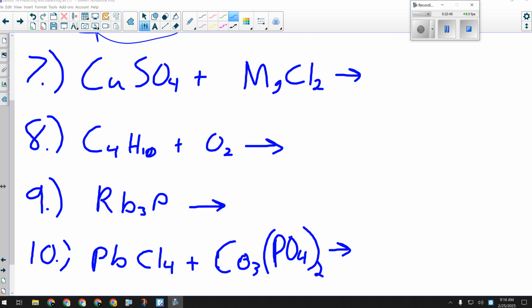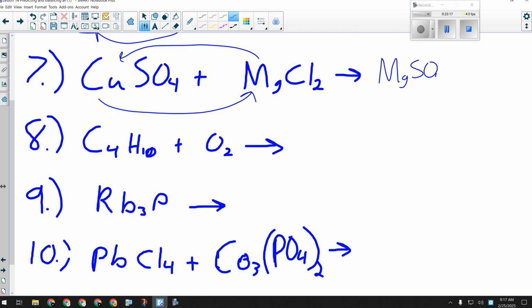All right, let's look at the next one here. So for number 7, Justin, what kind of reaction is number 7? Double replacement. We got 2 ionic compounds there. So with our double replacement reaction, we know that the pattern says swap the metals so that they have new partners. That means that magnesium is going to end up with sulfate, and copper is going to end up with chlorine.